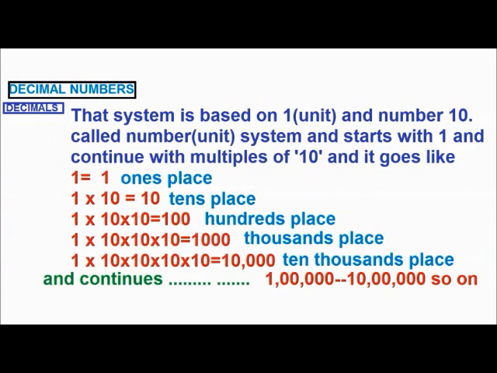That system is based on one, that is unit, and the number 10, called the number system. It starts with 1 and continues with the multiples of 10, and it goes like this: 1 is ones place, 1 into 10 is tens place, 1 into 10 into 10 is hundreds place, 1 into 10 into 10 into 10 is thousands place, 1 into 10 into 10 into 10 into 10 is 10,000s place, and continues to 1 lakh, 10 lakh, and so on.